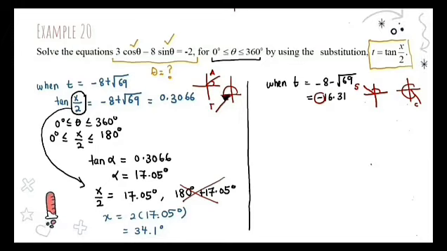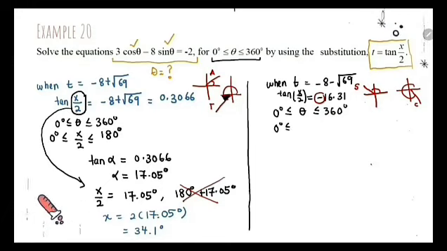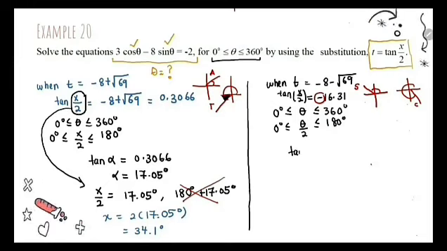So what we're going to do next, we're going to check the range. The given range is from 0 until 360 degree for theta, but we are looking for tangent x over 2. Okay, so when t is negative 8 minus square root of 69, t is tangent x over 2, which is not theta. So our new range is going to be x over 2 less than 180. So we have to divide the whole thing by 2.